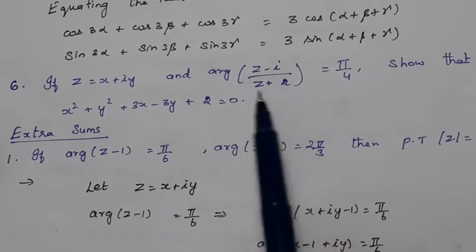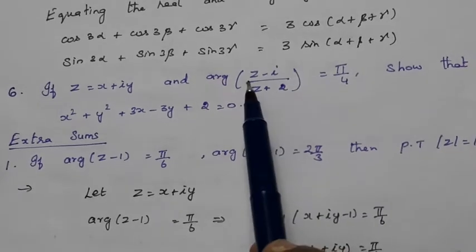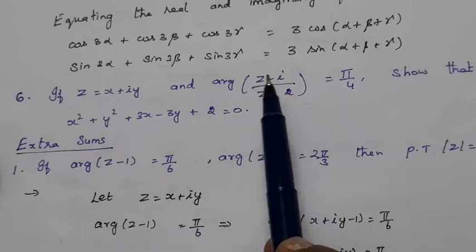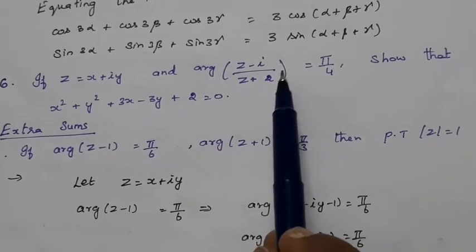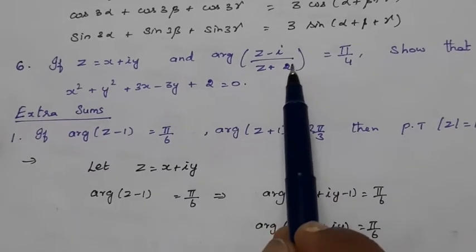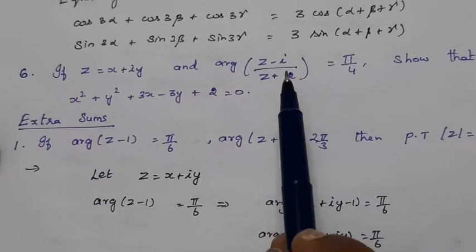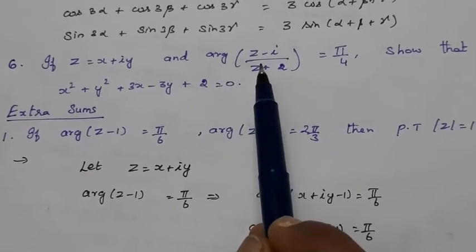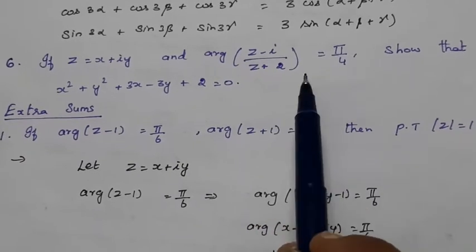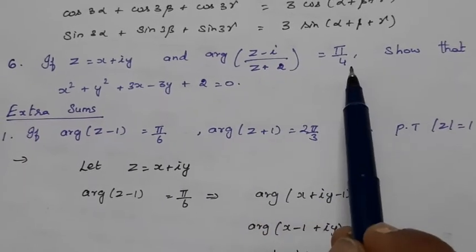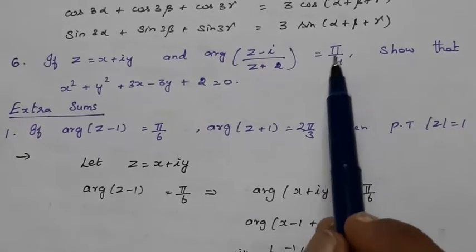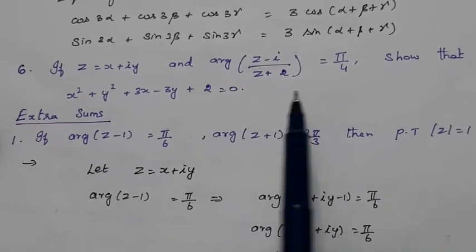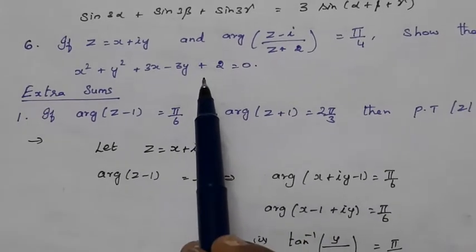Substitute z. First find out what is z minus i by z plus 2. On substituting z as x plus iy, group the real part and imaginary part for the numerator as well as the denominator, and then multiply and divide by the conjugate of the denominator and rearrange in the proper standard form. Then take the argument. How will you take the argument? Argument of this one is nothing but tan inverse of the imaginary part by the real part. Equate it to pi by 4. Move this tan to the opposite side. Write the value of tan pi by 4 and then cross multiplication, you will get the required answer.